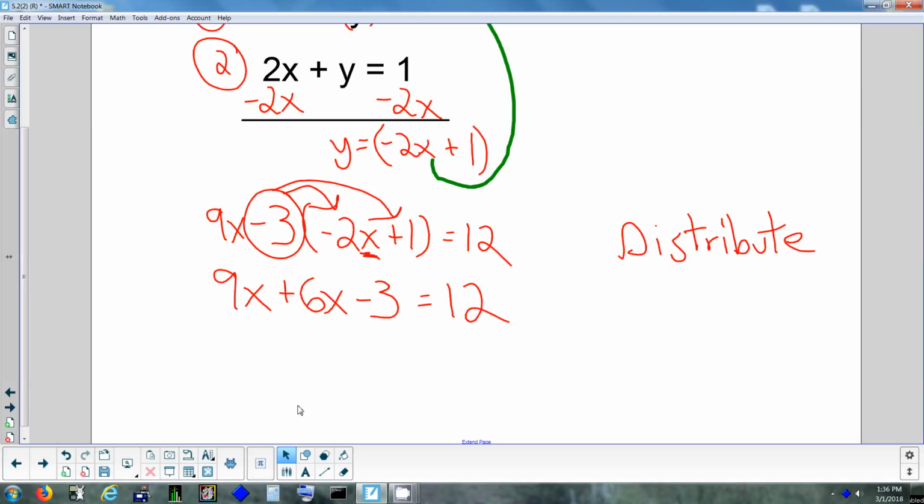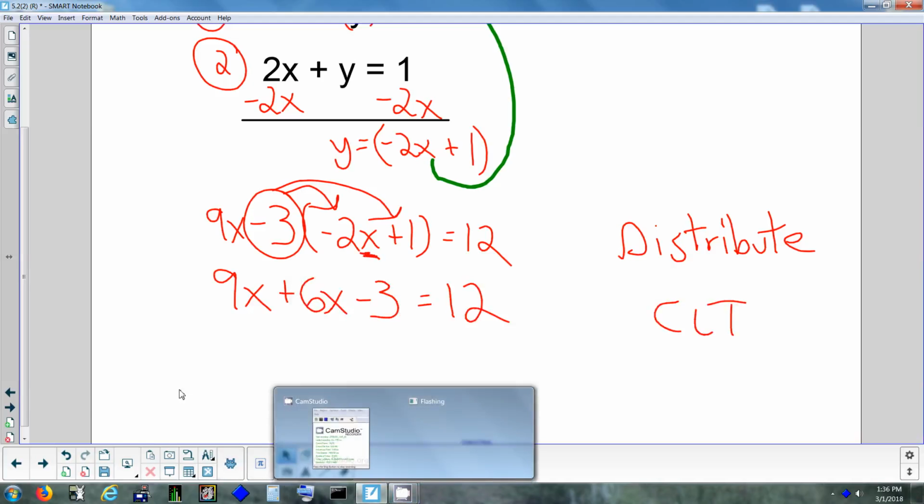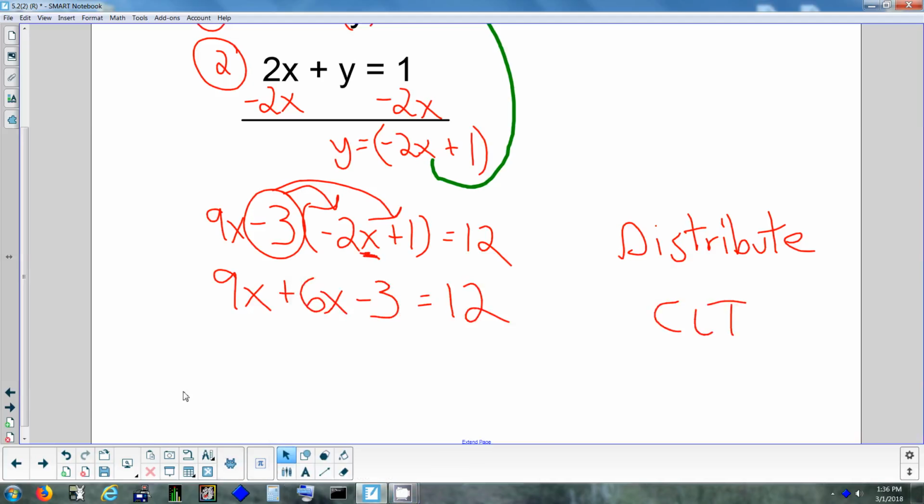What do I do now? CLT, right? What are my like terms? Sure you do. Like Savannah just said to you. What has the same thing attached? It's the first level. 9x and 6x. See? So I told you could do that. So I got a positive 9x and a positive 6x.